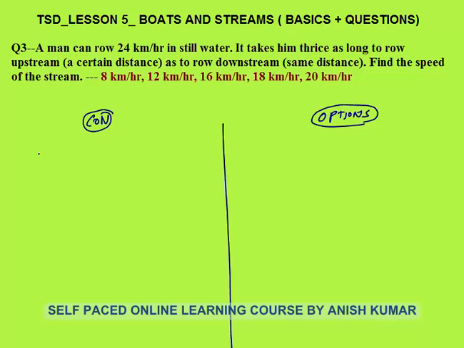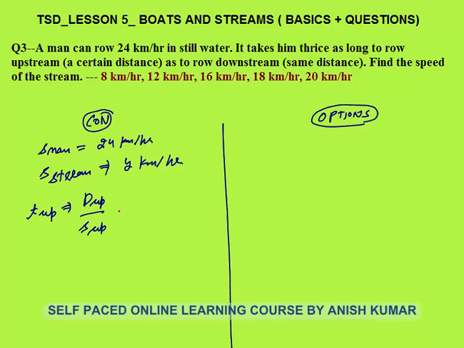With the concept, speed of man is given to you, speed of man is 24 kilometer per hour. Speed of stream is not given to you, that is what you need to calculate, so it is y kilometer per hour. Now question says that time upstream would be how much? Distance upstream upon speed upstream. Time is distance upon speed. Distance, let's say d distance, we are moving upstream. What is the speed upstream? Speed would be 24 minus y. Time downstream, time is distance downstream upon speed downstream.